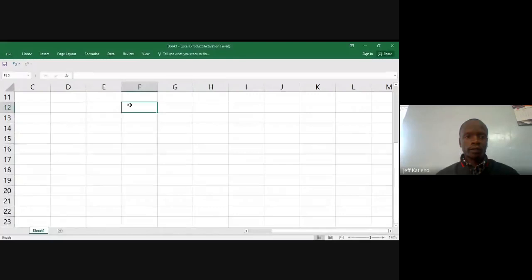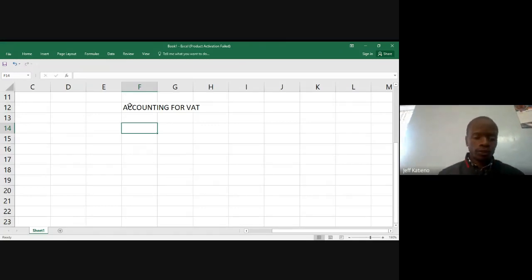So today I want us to look at accounting for VAT. So basically this one is how do you record VAT in your books of accounts. So I'll do this by way of an example.